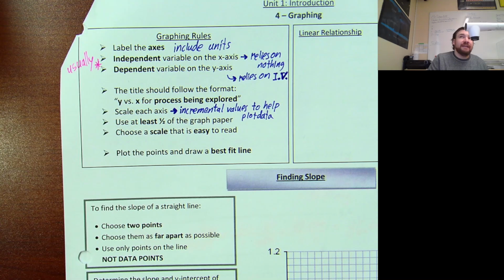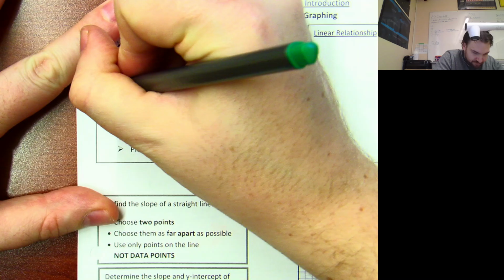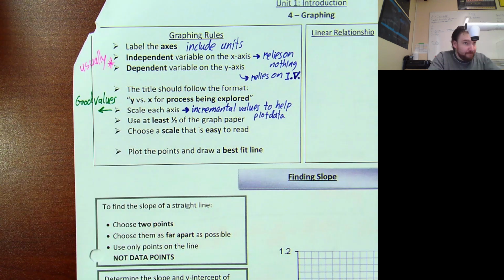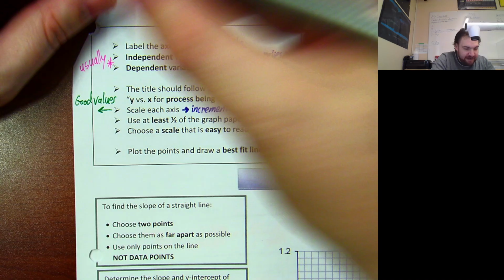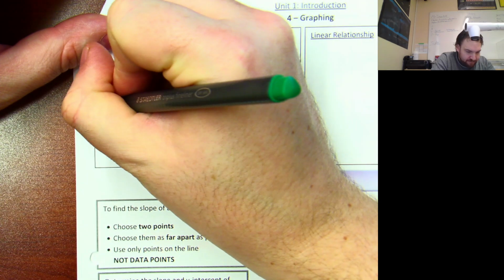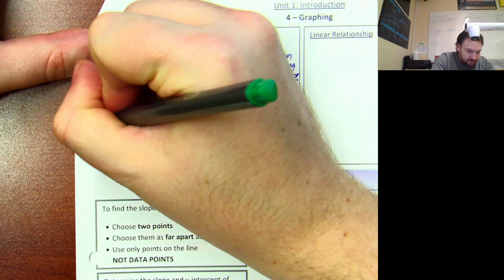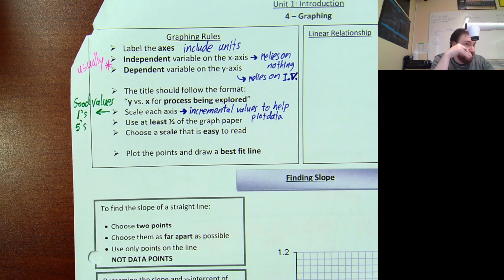Anyone want to take a stab at what a good value is for a scale? Say good values. Yeah, Zaid? 1. Yeah, going up by 1's often not a bad idea. What else could be decent? Yeah, Angelina? Going up by 5. Yeah, 5's are good. Not as good, because if you go up by 5's and you need an in-between, the in-between's 2.5. So maybe it depends on your data, but 5 might be good.